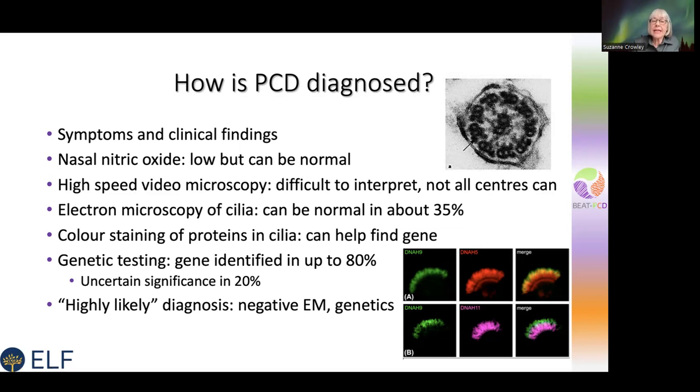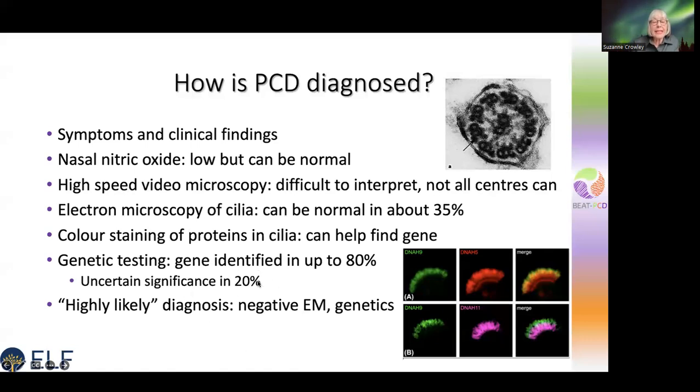We can stain proteins in the cilia. You may have heard of immunofluorescence. So if we stain with different colors, we can see whether or not the protein is absent or present, and that can help us find a gene.